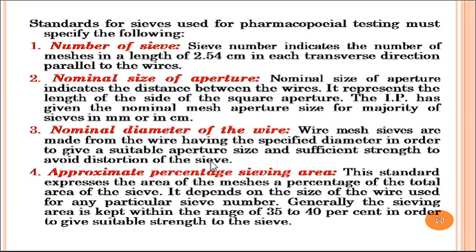The area of mesh is a percentage of the total area of the sieve, and it again depends on the size of the wire used for any particular sieve number. Generally the sieving area is kept within the range of 35 to 40% in order to give suitable strength to the sieve. So this is about some standards and specifications of the material of construction of sieves used for pharmaceutical purposes.